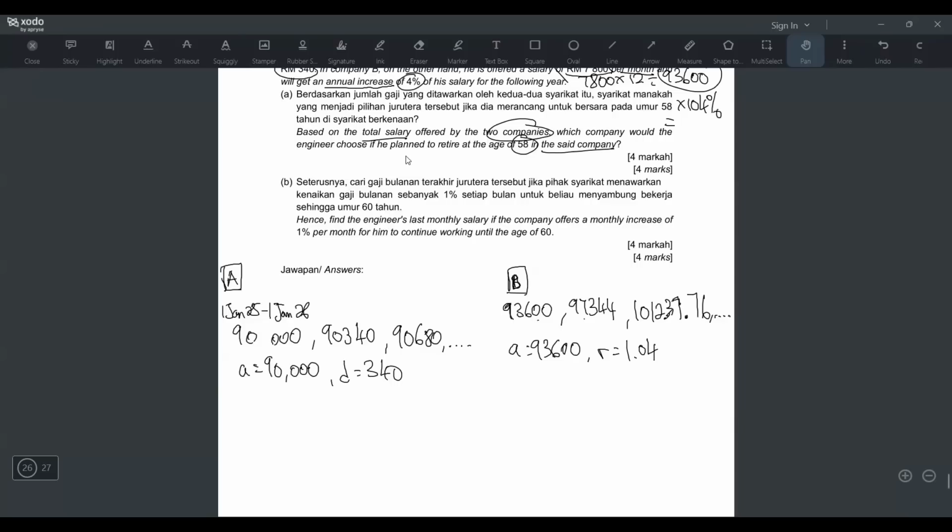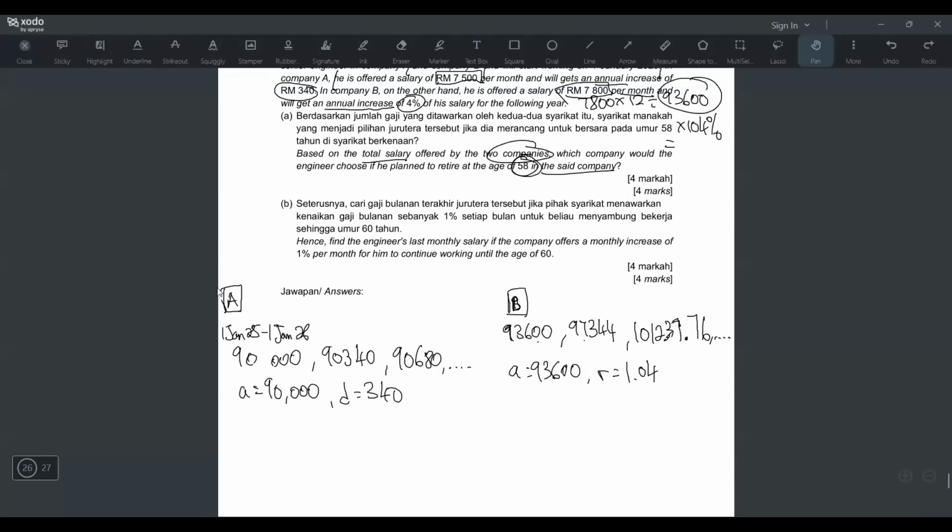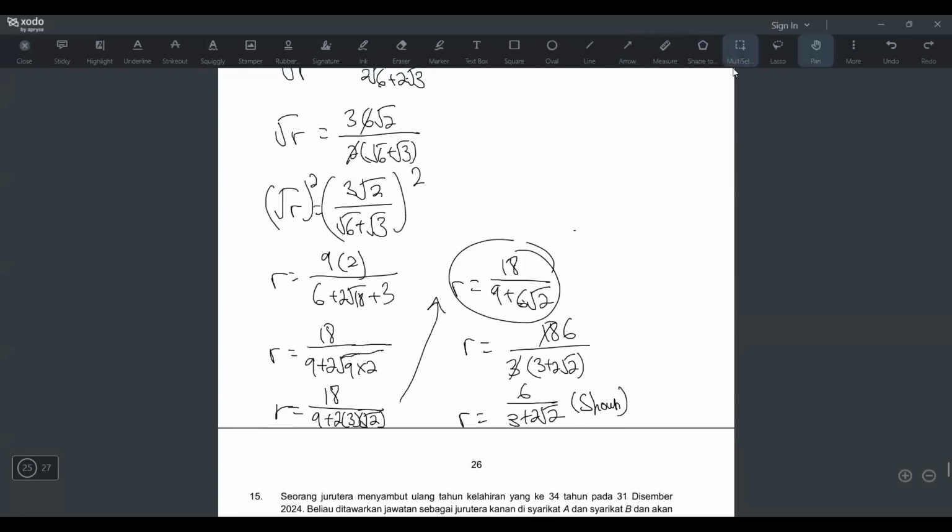And also you have to use the Sn formula, because you are finding the total accumulated after working for many years, right? This is only the salary for that specific year. So if you want to find the total salary, you have to use the Sn formula. So later I have to use Sn, but S what number? They mentioned retire at age 58, right? So I need some space to explain this.